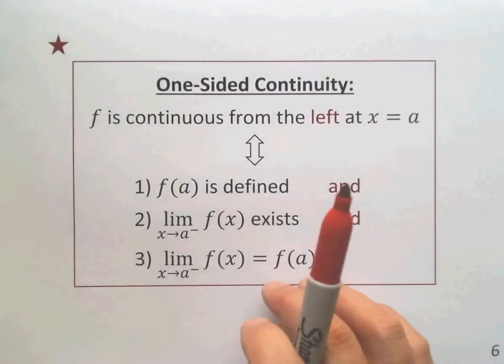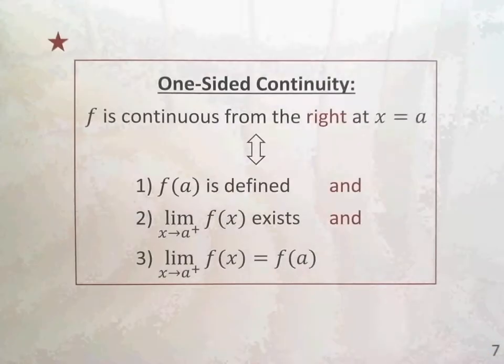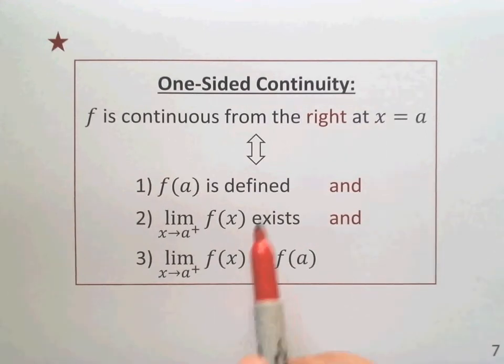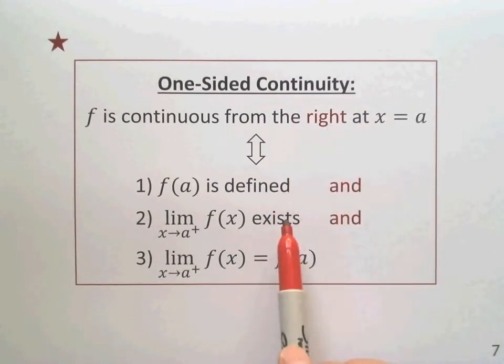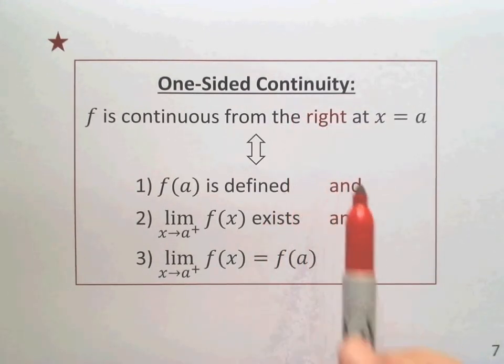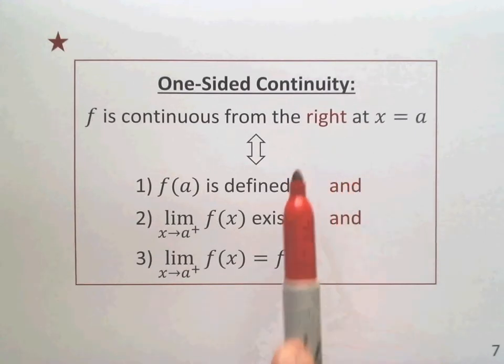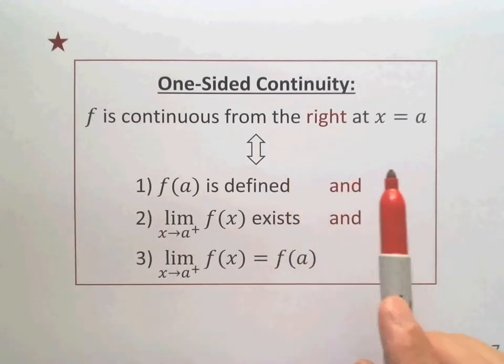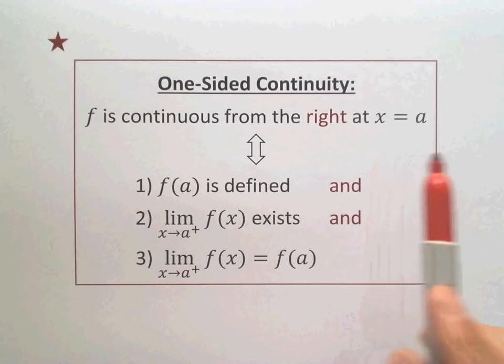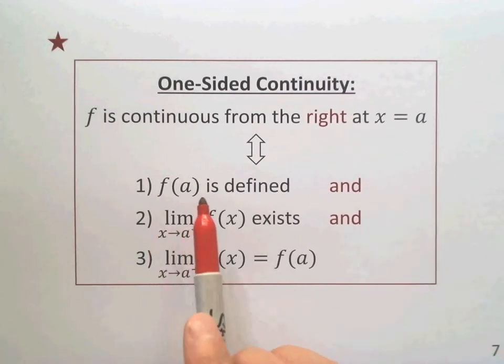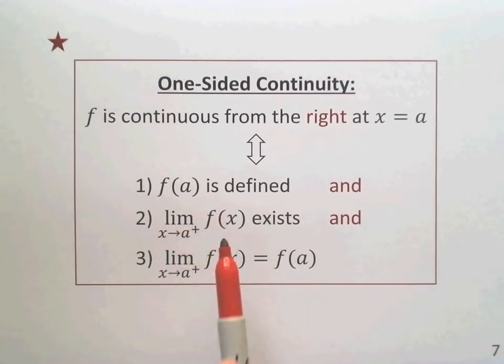Let me look at continuous from the right. A little bit different. It's the same idea, similar. We only look at the right side of the function at x equals a. First, f(a) is defined. Second, the right-handed limit exists. Third, the right-handed limit equals the value, which means it is continuous on the right side. Let me give you an example.